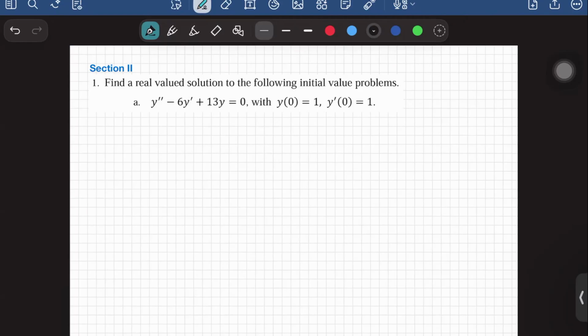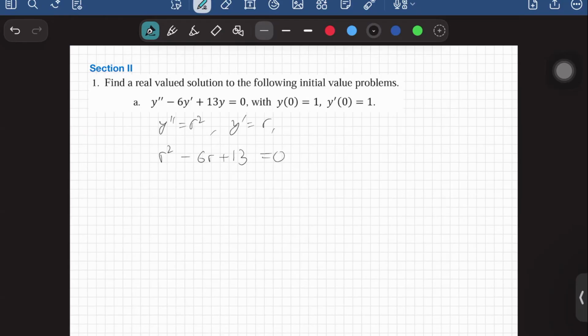Right, so the standard method is we solve the characteristic equation, then we write the general real valued solution, and then we use the initial conditions to find the constants, right? So to find the characteristic equation, I'm just going to substitute y double prime, y prime and y with powers of a different variable. So y double prime is r squared, y prime is r, and y is just going to be nothing. So it's going to be r squared minus 6r plus 13 equals 0.